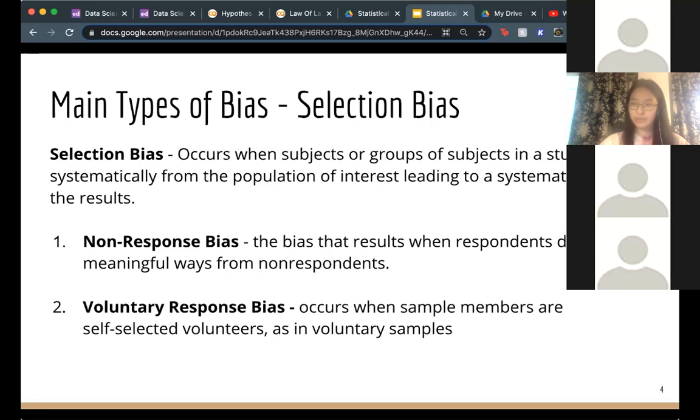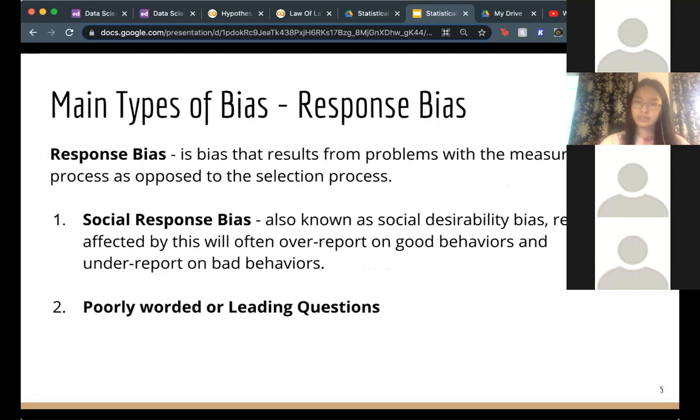especially since usually you can't force people to take your survey. So whenever you're sending out something like this, you have to acknowledge that there is a chance that this would skew some of the responses that you have. So yeah, that's selection bias.